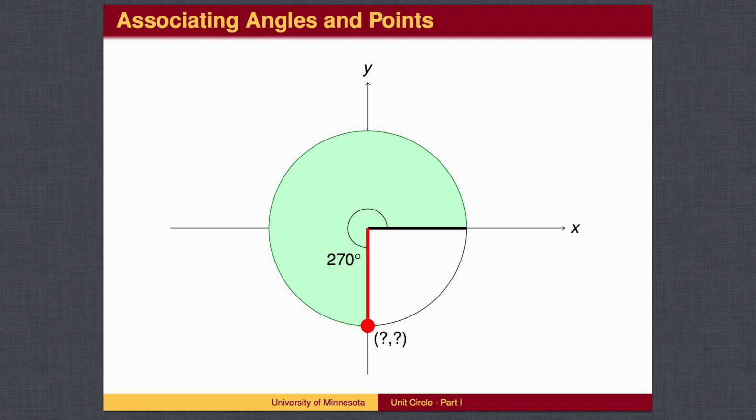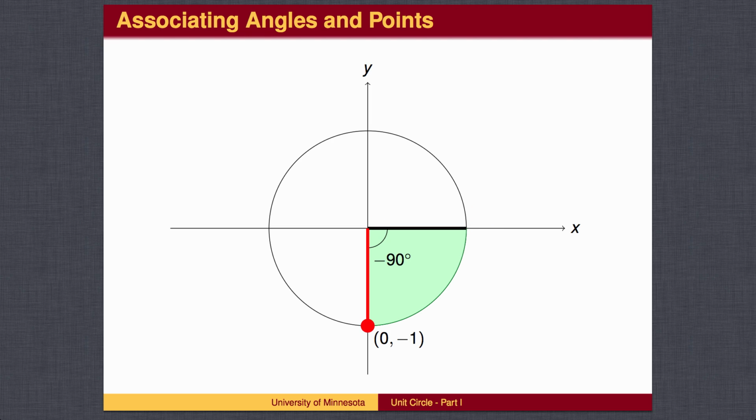As a test of your understanding, find the point associated with the angle 270 degrees. If the input is the angle 270 degrees, the output is the ordered pair 0, -1. We can also have the angle equal 0. In this case, the point will be 1, 0.